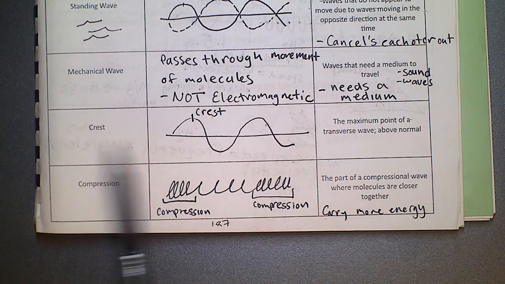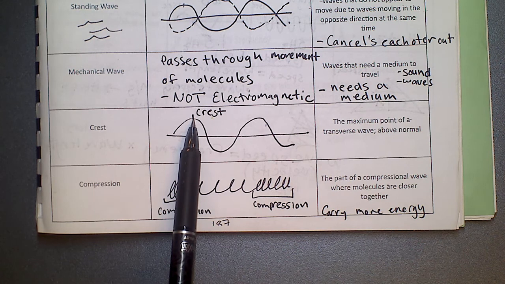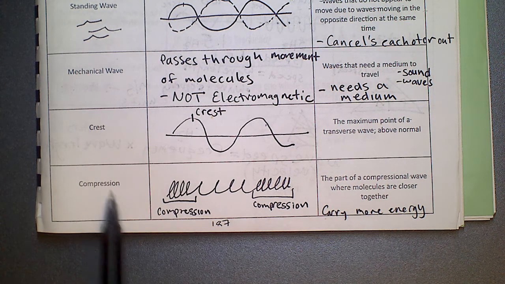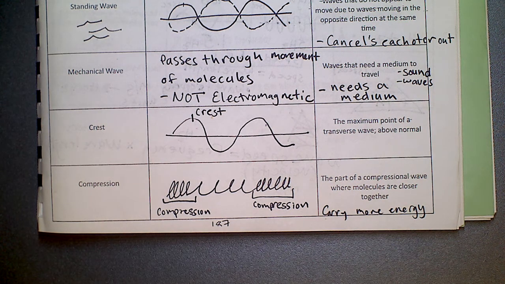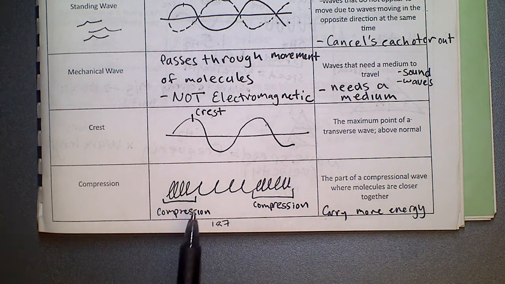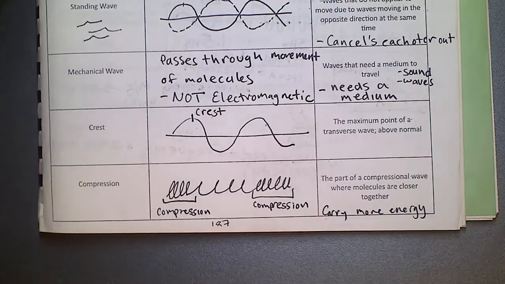The crest is the top part of our wave. It's the maximum point of a transverse wave. Compression is in a longitudinal wave. The waves are closer together, so they carry more energy.